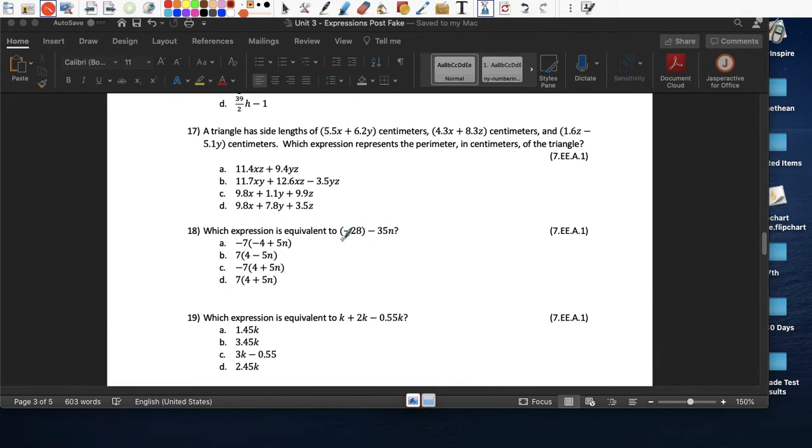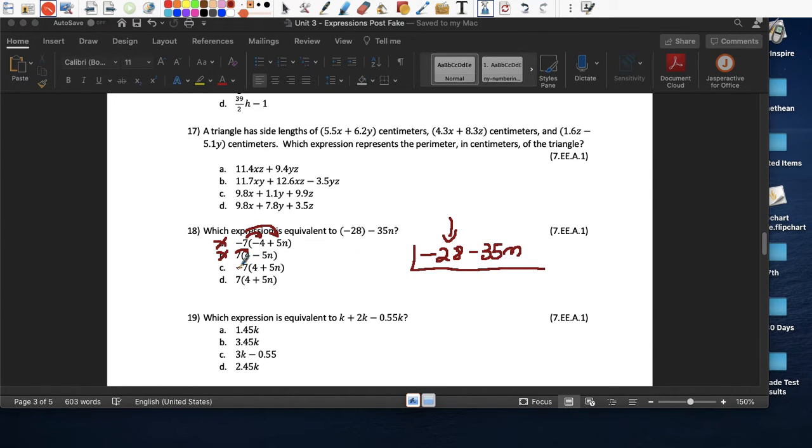Next one, which expression is equivalent to this? Okay, so we have, I don't know why they put the parentheses. Let me write this like this. Negative 28 minus 35n. Okay, so you can do the ladder method and see what you get, or you can go one by one and see which one, if you multiply, gives you negative 28 and negative 35. Well, the first one, negative 7 and negative 4 is positive 28, so this one's already garbage. 7 times 4, right over here, is positive times a positive and gives you positive. We don't want a positive. The first number has to be negative, so that's also gone.